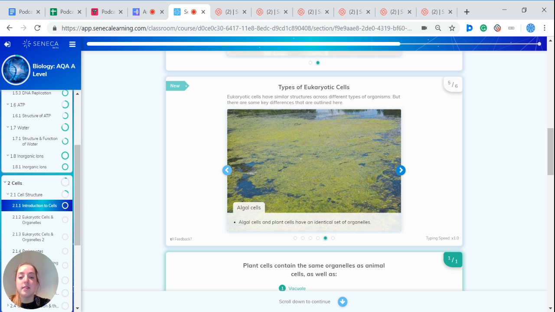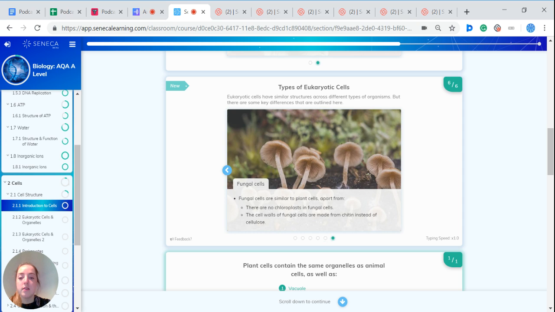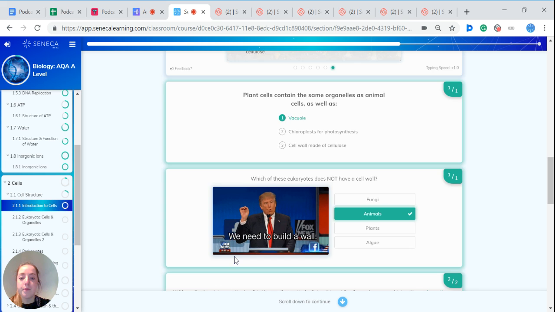Algal cells and plant cells have exactly the same set of organelles. Fungal cells are similar to plant cells, but they don't have any chloroplasts, and the cell wall is made from chitin instead of cellulose.